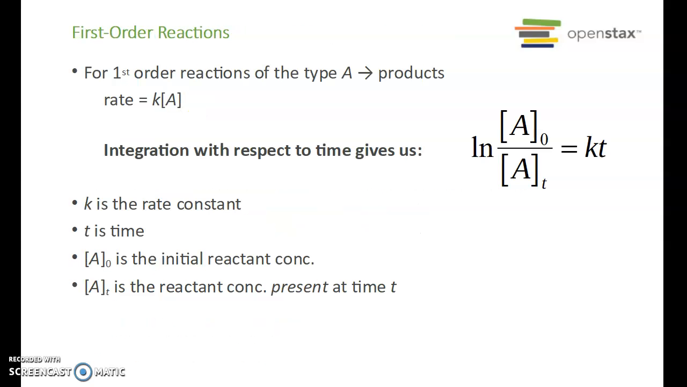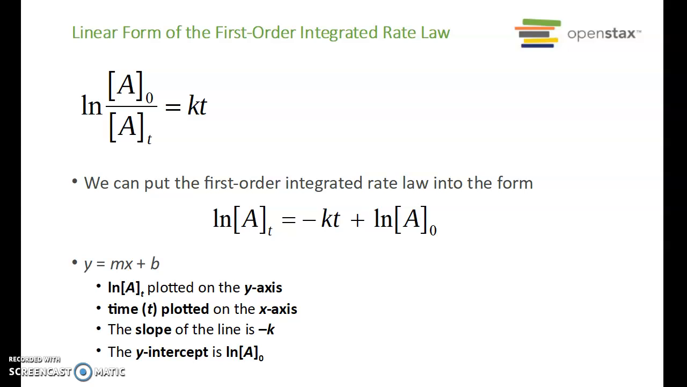For a first order reaction of the type A going to products, that is a decomposition reaction, where the rate is k[A], integration with respect to time gives you the log of the initial concentration of A divided by the concentration of A at some time later equals the rate constant times time. And remember, what's in brackets there is the concentration of the reactant A at that particular time. So the first order integrated rate law is log of [A]0 over [A]t equals kt.